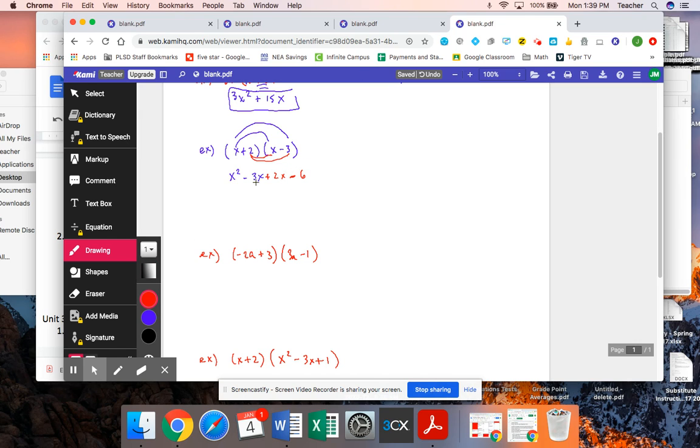Now all we have to do is combine like terms, right? And so if we do that, I have an x squared, because there's only that. I have a negative x plus 2x. That's going to be a minus x. Done with those. And then it's just minus 6.